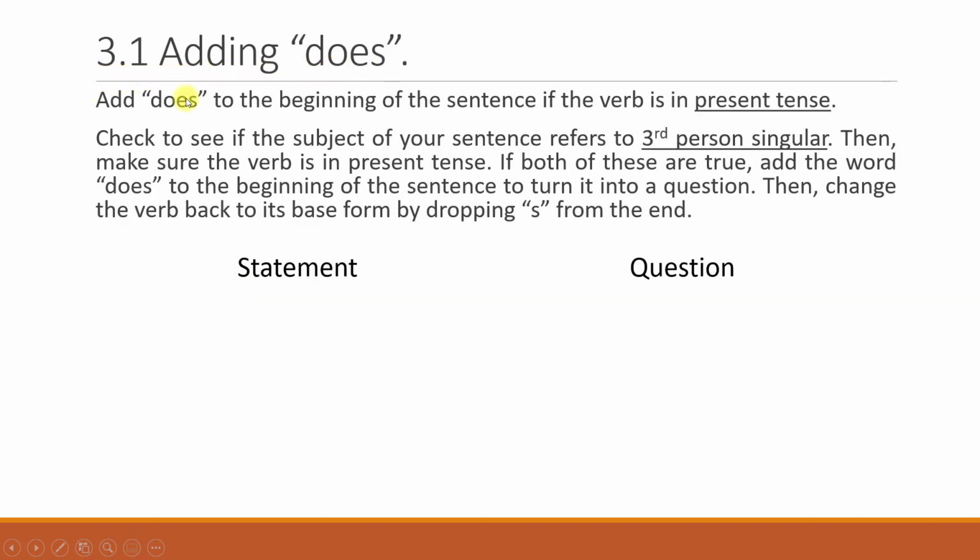3.1 Adding does. Add does to the beginning of the sentence if the verb is in present tense. Check to see if the subject of your sentence refers to third person singular. Then make sure the verb is in present tense. If both of these are true, add the word does to the beginning of the sentence to turn it into a question. Then change the verb back to its base form by dropping the s from the end.